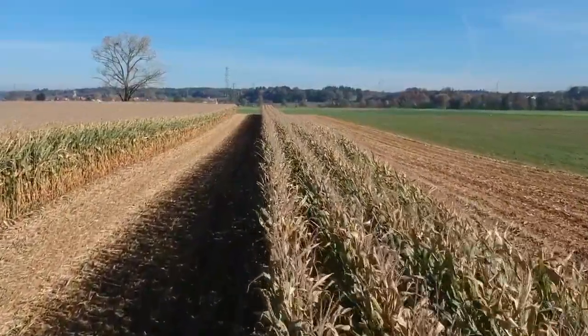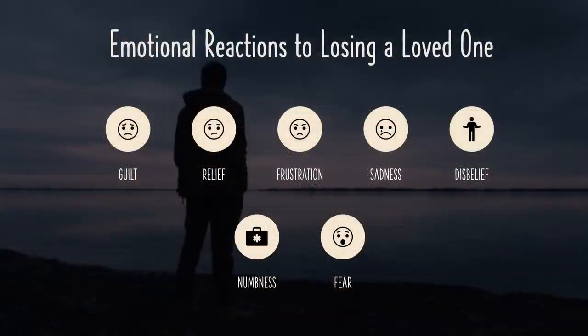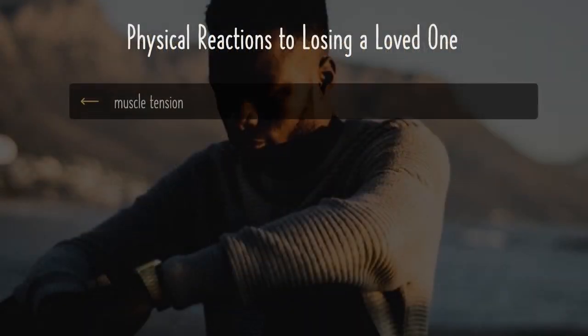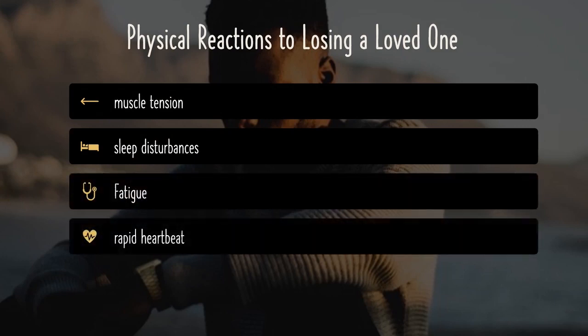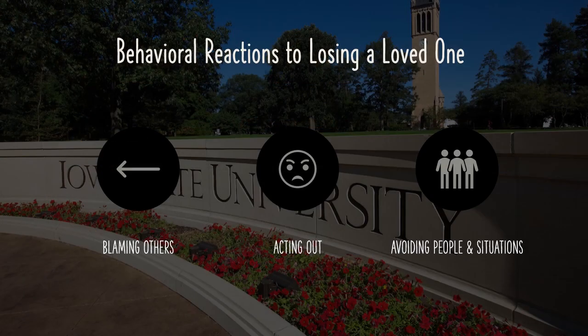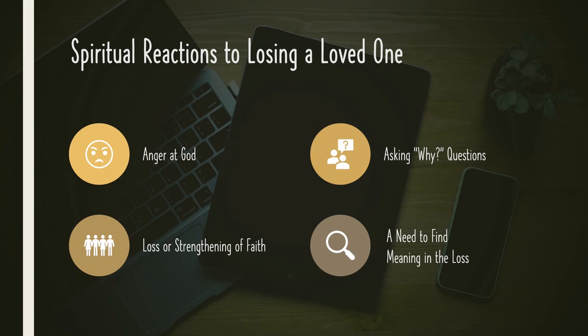There are many reactions a student may have related to their grief. Guilt, relief, frustration, sadness, disbelief, numbness, and fear are just some of the reactions a student may have in response to losing a loved one. In addition, you may experience physical reactions such as muscle tension, sleep disturbances, fatigue, rapid heartbeat, and weight change. They may also experience behavioral reactions such as blaming others, acting out, and avoiding people and situations. Students may also experience spiritual reactions such as anger at God, asking why questions, a loss or strengthening of faith, and a need to find meaning in the loss.